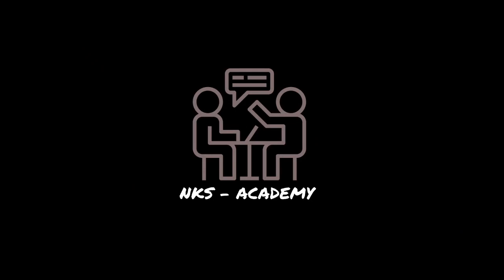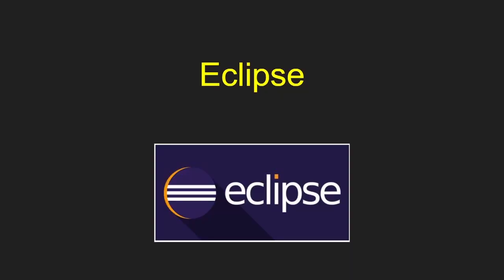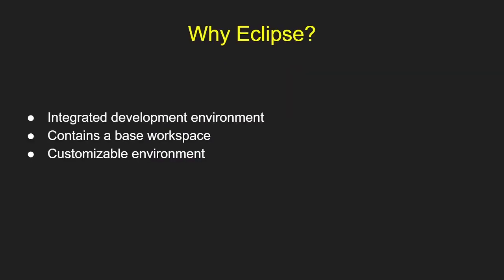In this session, we are going to see how to download Eclipse and debug your code. We are also going to learn a few shortcuts which will help you in your development work. So let's get started. First, let us understand what is Eclipse and why do we need it. Eclipse is an integrated development environment used in computer programming. It contains a base workspace and an existing plugin system for customizing the environment.